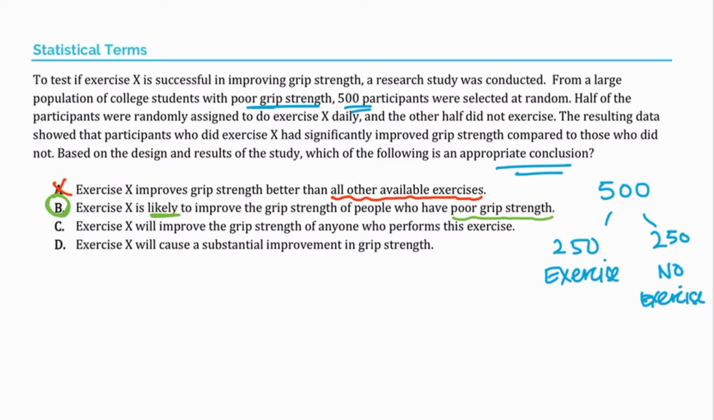Let's look at option C and go through why it's incorrect. Exercise X will improve the grip strength of anyone who performs this exercise. That gets at what I was just talking about. You can't generalize to anybody. You can only generalize to people with poor grip strength. What about D? Exercise X will cause a substantial improvement in grip strength. Again, we can only generalize our results to people with poor grip strength, not to anybody who potentially does the exercise.